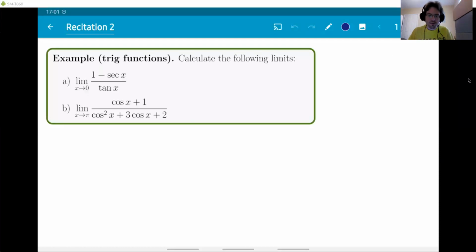Welcome to recitation number 2. This is regarding lecture number 3 with the topic of computing limits by algebra. And I'm going to have 6 examples today.